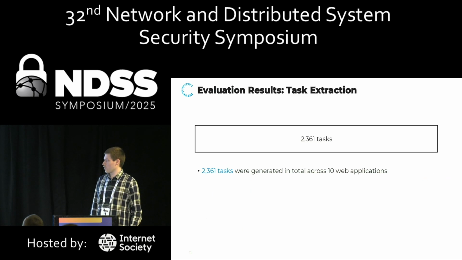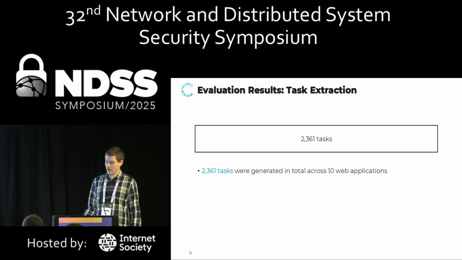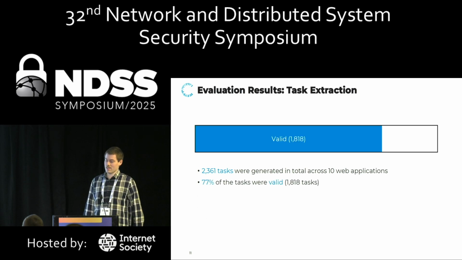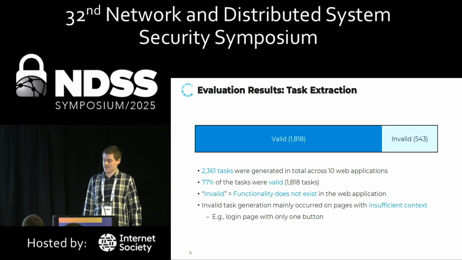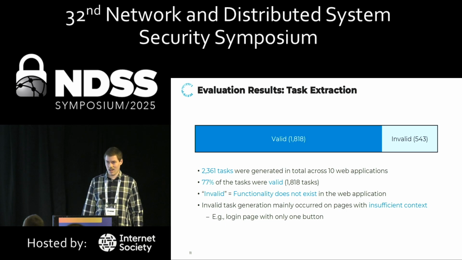Let us start by looking at the task extraction performance. Across the 10 web applications, YuraScanner generated a total of 2,361 tasks, and our manual inspection showed that 77% of these tasks were valid, and the remaining tasks were invalid. Invalid means that the functionality demanded by the task was not actually present in the web application.